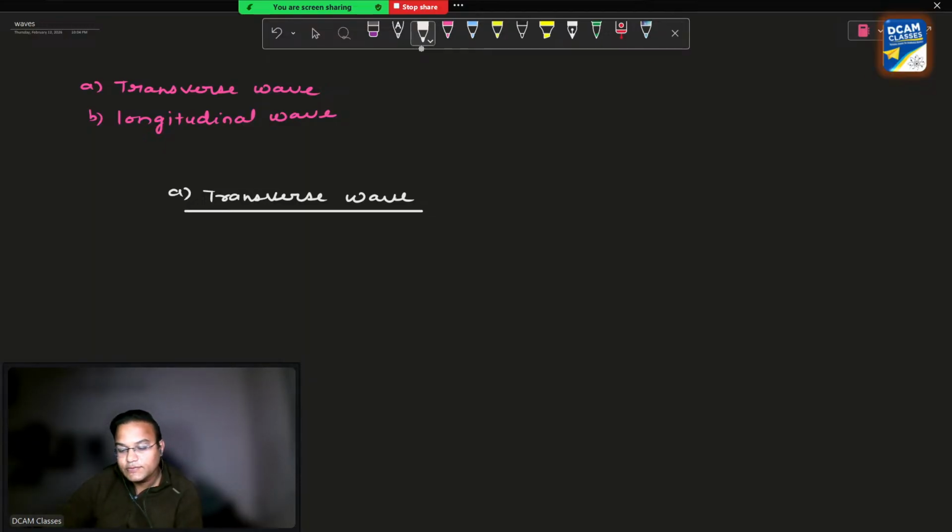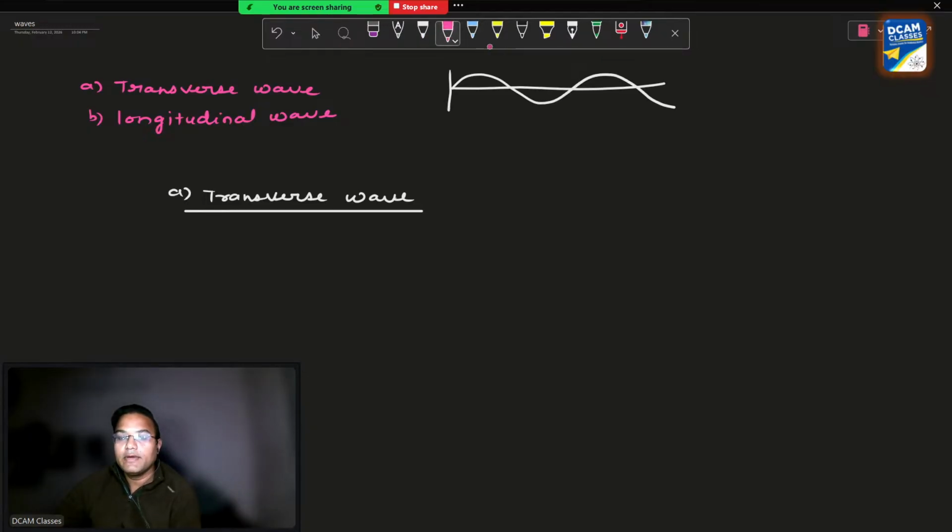See, transverse waves. Transverse waves are those types of waves in which the motion of the wave is like this. Why do we say it is transverse? Because the motion of the particle takes place perpendicular to the x-axis, in the y direction. Up, down, up, down, up, down. And the wave motion is like this. That's why they are known as transverse waves.